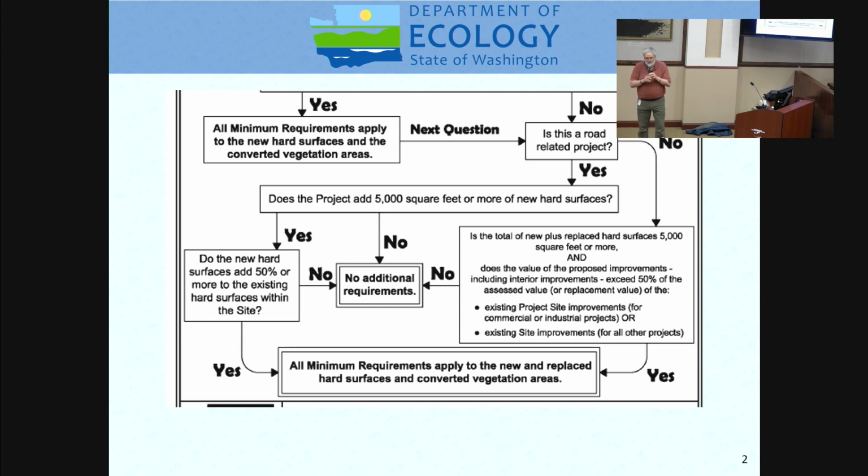What we're doing is we're going to change this number in that box from 5,000 square feet to 2,000 square feet of new. And we're going to be calling it new and replaced. So if you replace the pavement on a roadway, you're going to have to deal with stormwater controls. This is a 6PPD issue.